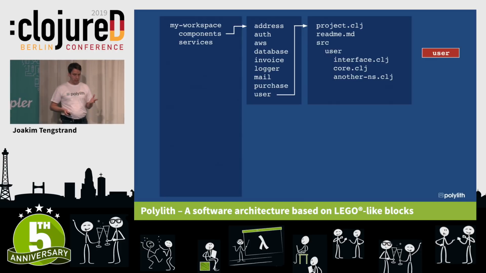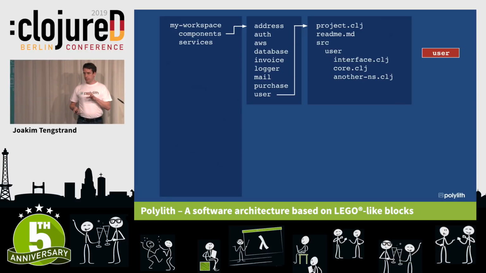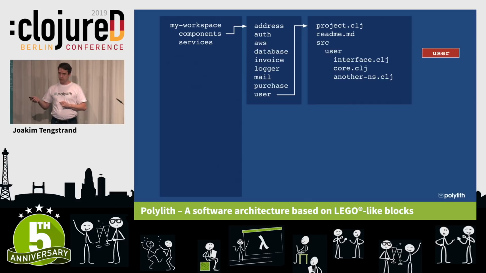So the interface namespace is where we put all our functions that this component exposes to other components. That's the only thing a component exposes. It's what you put in the interface namespace. Those functions in that namespace delegate to other namespaces within that component, and you're free to structure your code the way you want inside your component.